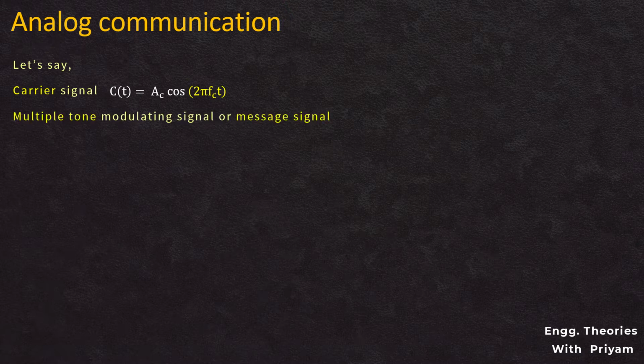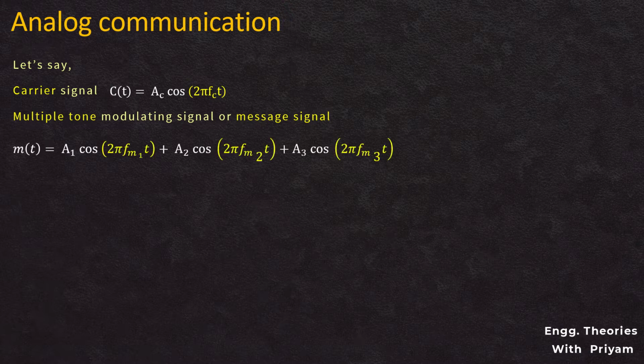In this lecture, we will understand what is multiple tone amplitude modulation and its various characteristics like total power, efficiency, current and voltage of the multiple tone amplitude modulated signal. Let's say carrier signal c(t) is equal to Ac cos 2 pi fc t, and let's consider a multiple tone modulating signal or message signal having three terms, or m(t) is equal to a1 cos 2 pi fm1 t plus a2 cos 2 pi fm2 t plus a3 cos 2 pi fm3 t.